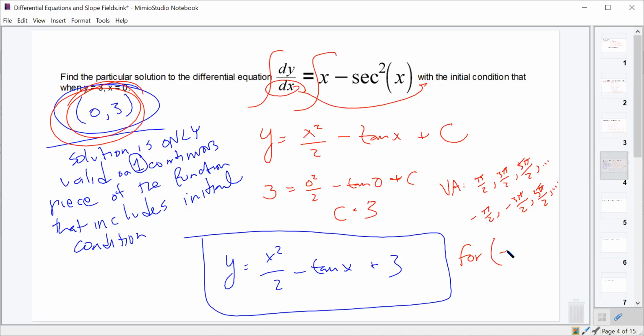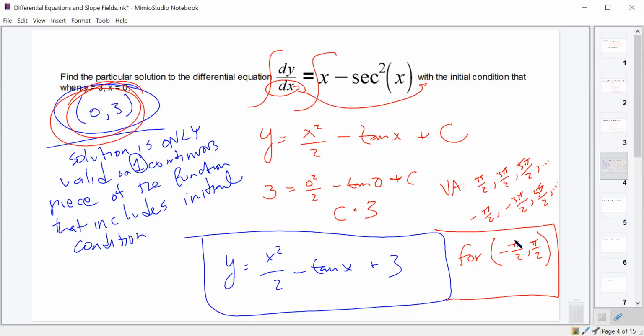From negative pi over 2 to pi over 2. There's one at negative pi over 2, there's one at pi over 2, there's nothing in between there. And that is the interval that includes x equals 0. And so this is the only interval on which this solution is guaranteed to be valid, to be the only thing that works. We could have any other constant on any other interval and it doesn't matter, right? But on this interval, negative pi over 2 to pi over 2, that includes that initial condition, we must have a constant of 3.